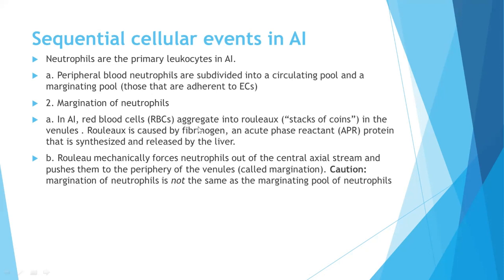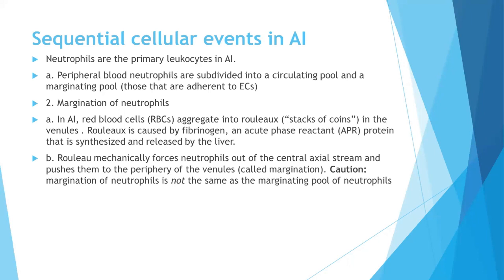The red blood cells aggregate into rouleaux, that is, a stack of coins in the venules. Now this rouleaux formation is caused by fibrinogen, which is an acute phase reactant protein that is synthesized and released by the liver. The rouleaux mechanically forces the neutrophils out of the central axial stream and pushes them to the periphery of the venules, called margination. Now, the margination of neutrophils is not the same as the marginating pool of neutrophils, okay?